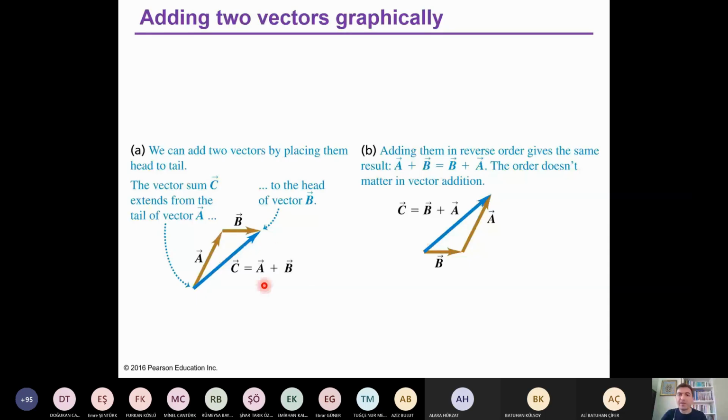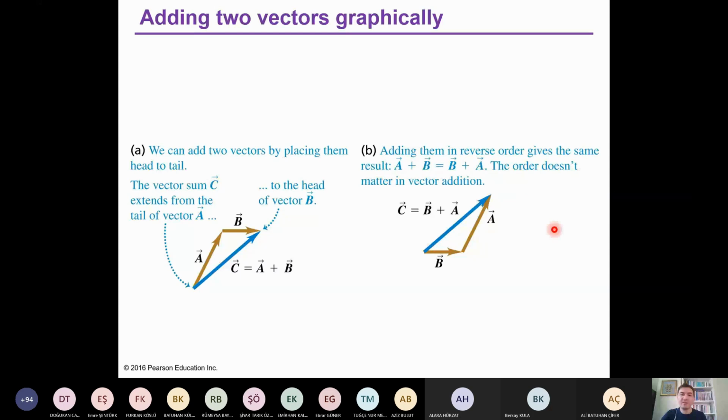So you can add them also in reverse order. For example, here we put the B to the head of the A, but here we will put A to the head of B. Again, head to tail, head of B, tail of A, head to tail method. And again, the resultant C vector is given by B plus A, and B plus A is equal to A plus B, because this blue vector and this blue vector have same magnitude and same direction. For this reason, A plus B is equal to B plus A. The order doesn't matter in vector addition.